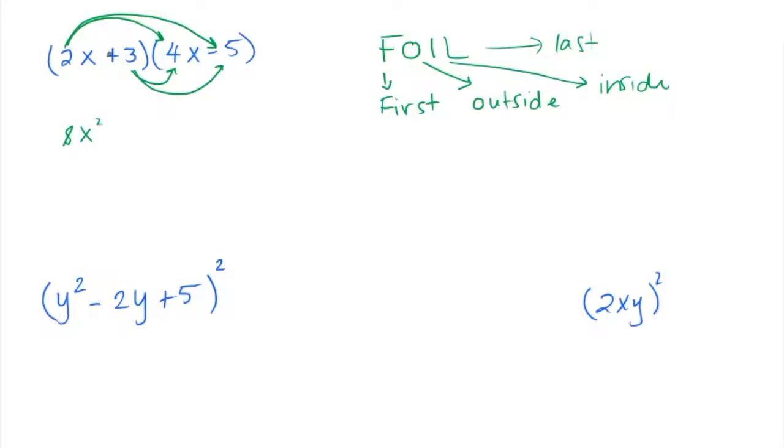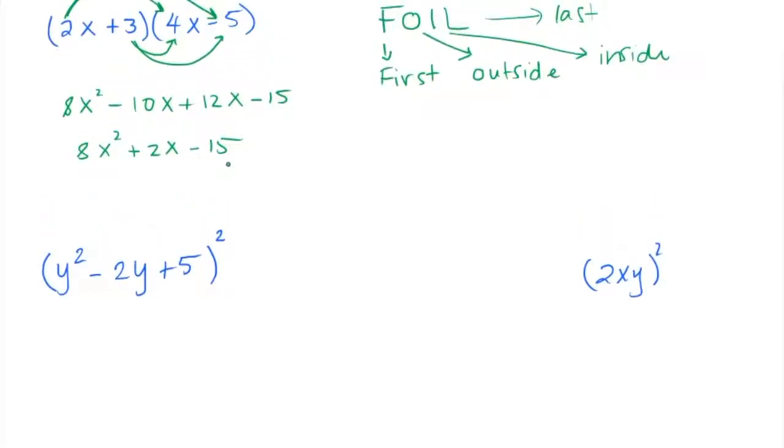Now, the outside terms, so 2x times minus 5, so minus 10x. Inside terms, plus 3 times plus 4x, so plus 12x. And the last terms, 3 times negative 5, so negative 15. Now let's join together like terms. So minus 10x plus 12x, so that will be plus 2x minus 15. Can we do anything else here? We cannot. And we have FOILed it.